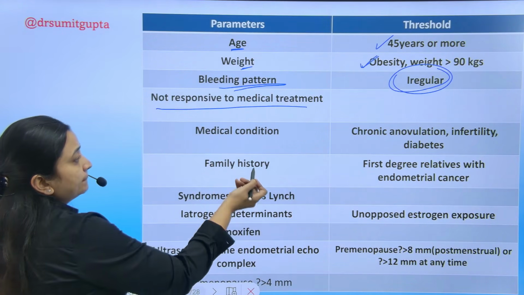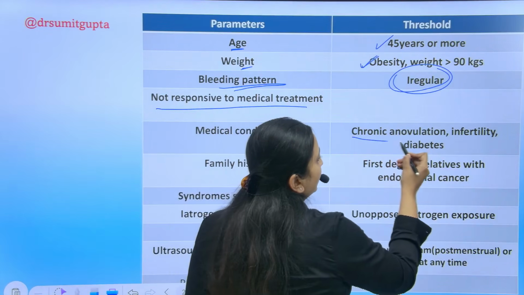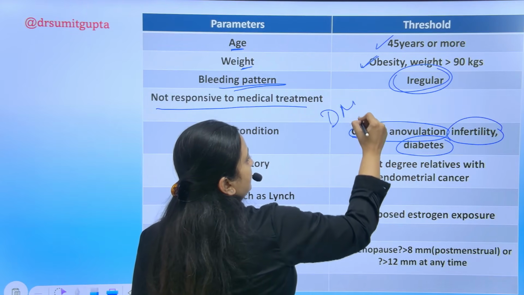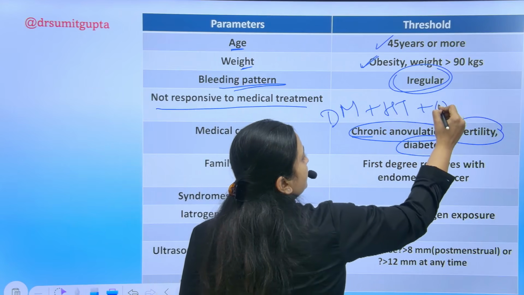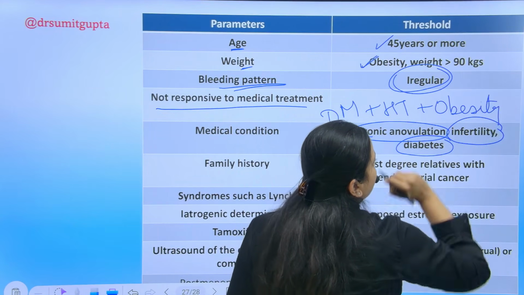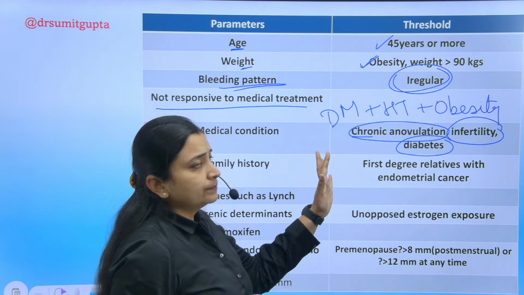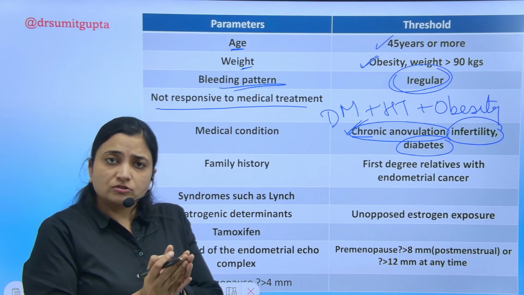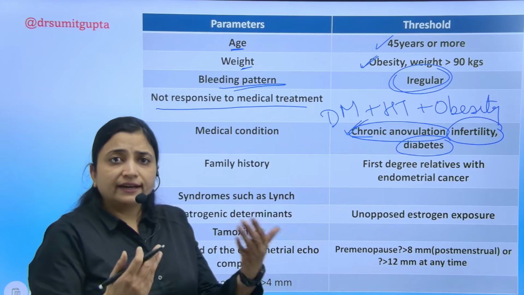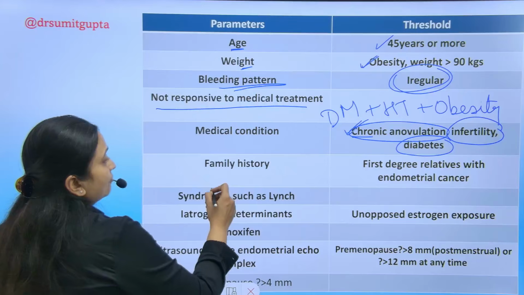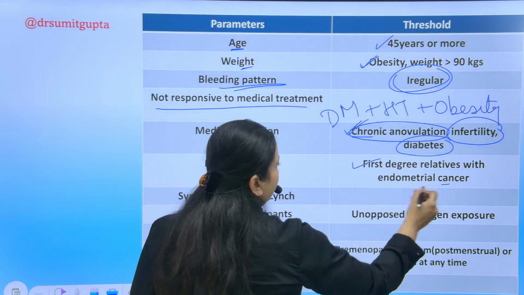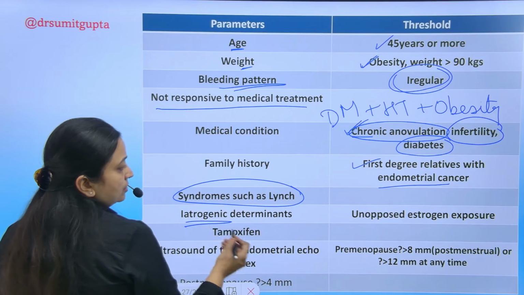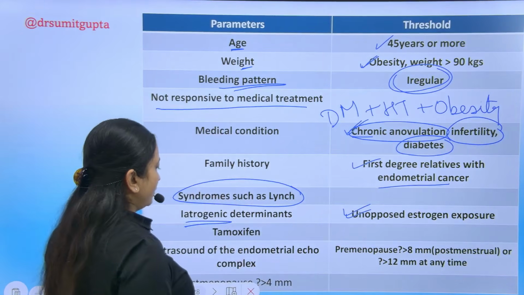Go for biopsy. Medical conditions. Which medical conditions? Chronic anovulation, infertility or diabetes. See, diabetes plus hypertension plus obesity, a classical triad of endometrial carcinoma. So if you find any of them, go for endometrial biopsy. And chronic anovulation means chronically the endometrium is exposed to estrogen, unopposed estrogen, and there is no progesterone. It can lead to hyperplasia and carcinomas. Family history, very important. First degree relative having endometrial carcinoma or some syndrome such as Lynch syndrome, go for a biopsy. Iatrogenic cause, you have given unopposed estrogen to the patient, go for a biopsy.